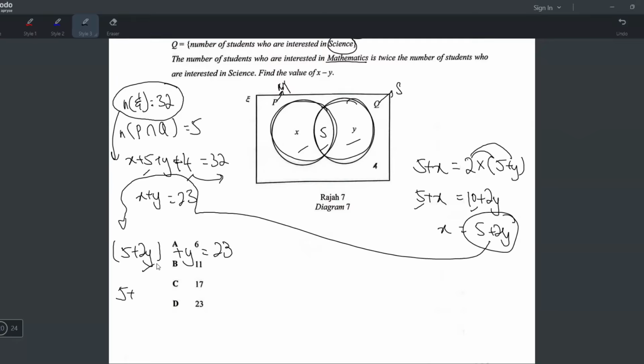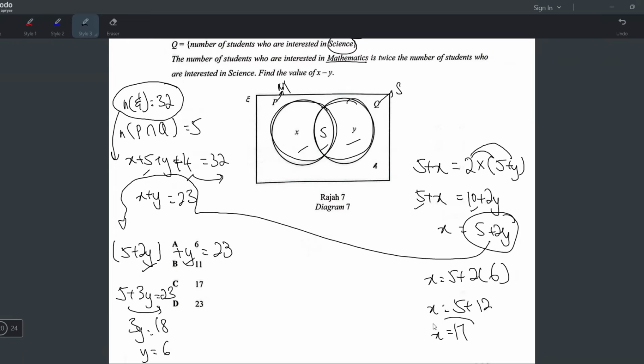5 plus, y with y can combine, so we get 3y equals 23. Now to find y, move the 5. 23 minus 5 is 18. 18 divided by 3 is 6. After getting y, substitute back to find x. So x equals 5 plus 2y, but we already know y is 6. So x equals 5 plus 12, since 2 times 6 is 12. Plus 5 is 17. This is your x value.